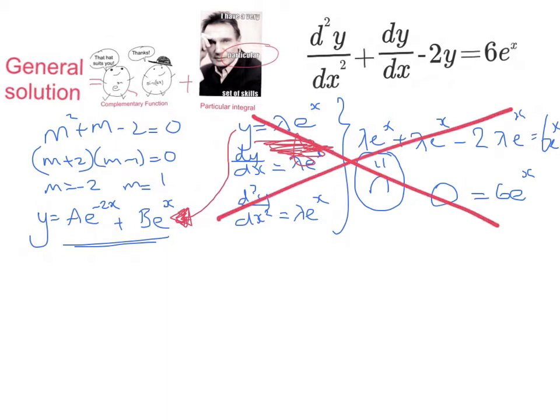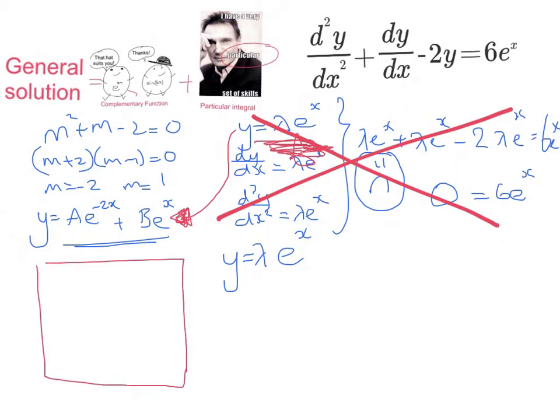Not this. So we need something, don't we, that's kind of like e to the x, because we know we need e to the x because the right-hand side is e to the x. But I've already got e to the x, so I need to somehow pull this away and produce a new e to the x that isn't e to the x, because I've already got it, but I need some more. And this is like the situation we have when the auxiliary quadratic comes out with equal roots.